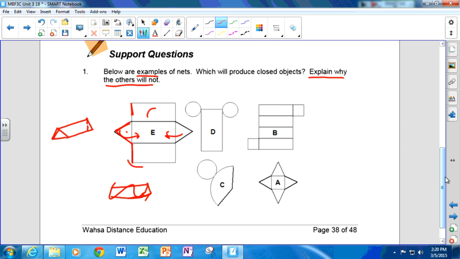Now, the point behind this is really just to get you thinking about shapes and how the flat version of the shape relates to the three-dimensional version of the shape. Now let's take a look at D. This looks kind of crazy. This is a rectangle with two ears sticking on it, right? So what we want to do is think about, what does that look like? What would that look like if I tried to turn it into a shape? Okay.